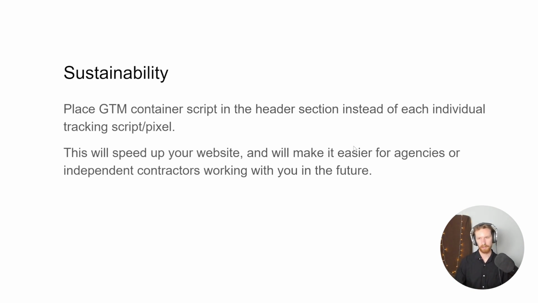And again, not to get too technical, but what I'm saying here is that when you install your Google Analytics 4 property with a Google Tag Manager container, what you're doing is placing a Google Tag Manager container script in the header section instead of each individual tracking script or pixel, again, from Facebook or TikTok, whatever it may be. This will speed up your website and will make it easier for agencies or independent contractors working with you in the future. Now, I want to wrap all of that into a visualization to better explain.